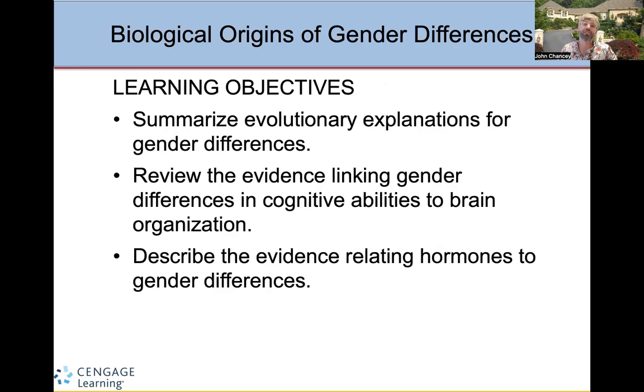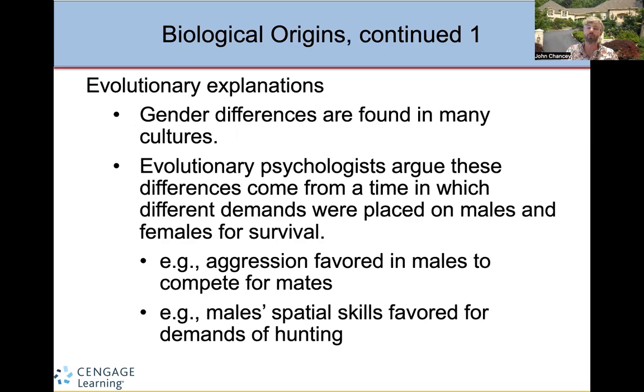After this section, you'll be able to summarize evolutionary explanations for gender differences, review the evidence linking gender differences and cognitive abilities to brain organization, and describe the evidence relating to hormones and gender differences. We do see gender differences in many cultures. It's not just the United States. It's not just the Western world. Evolutionary psychologists offer an interesting perspective.